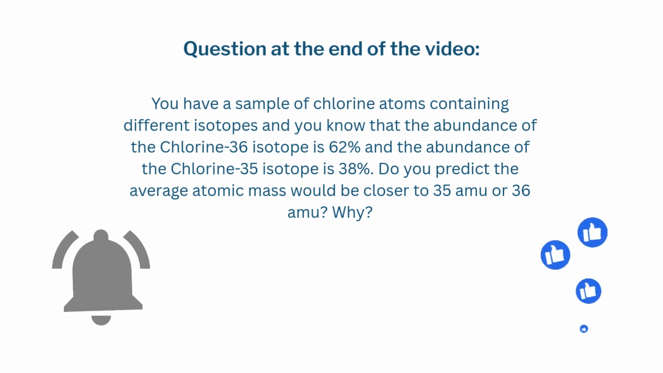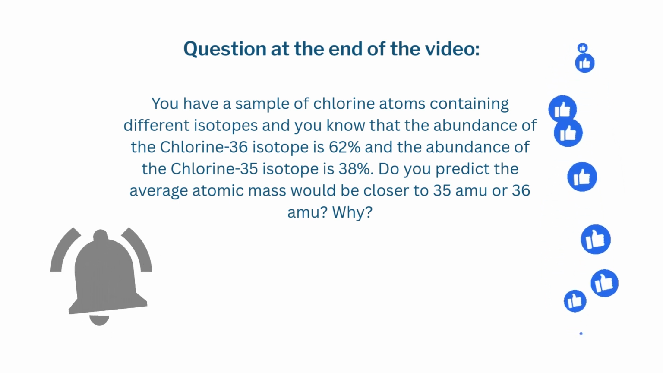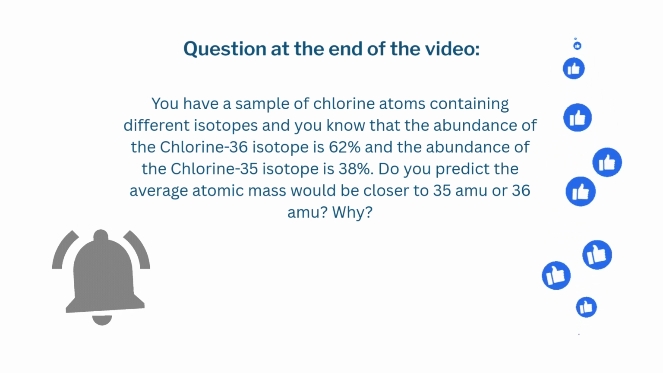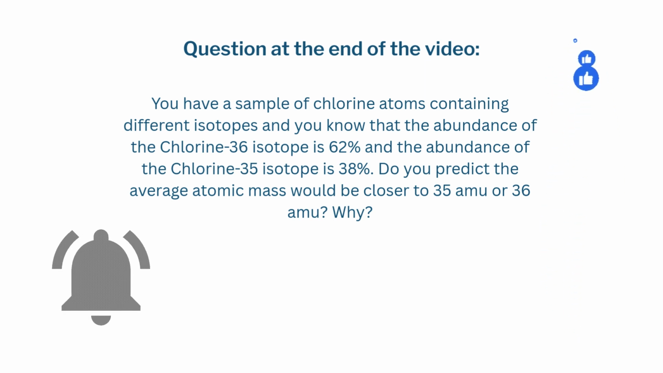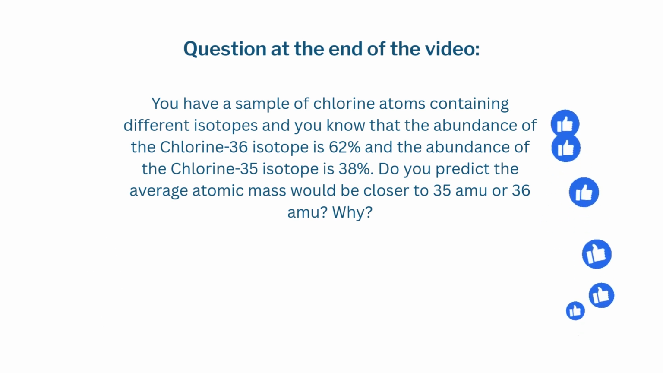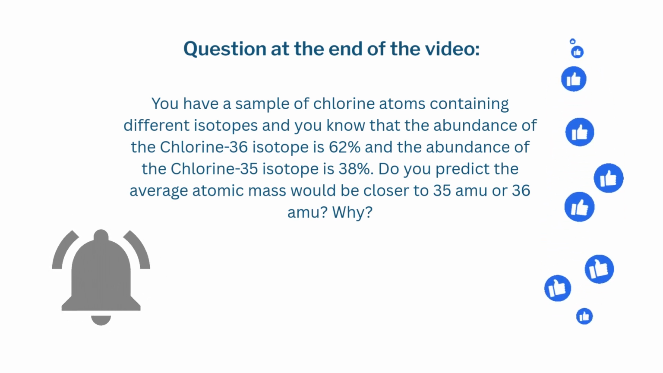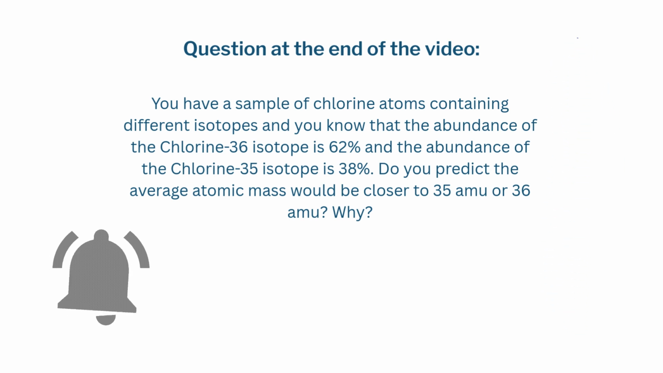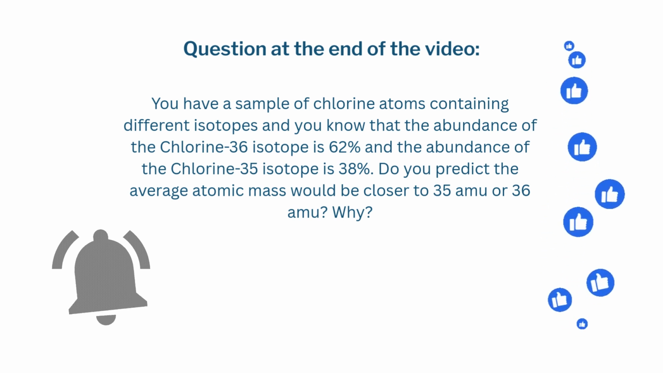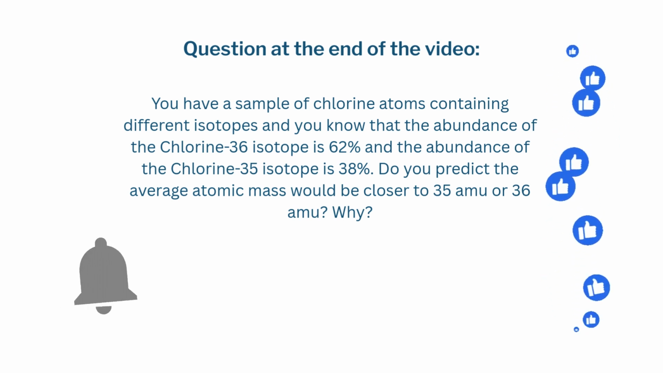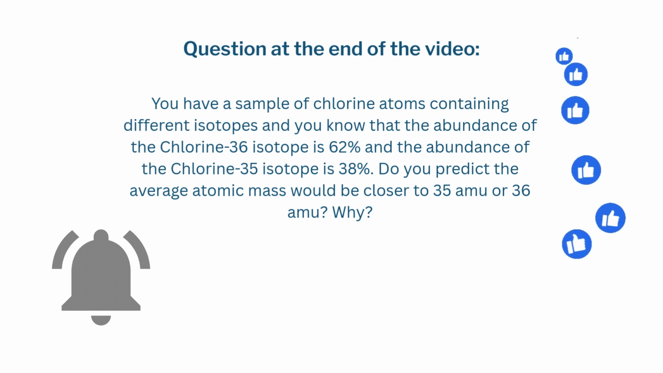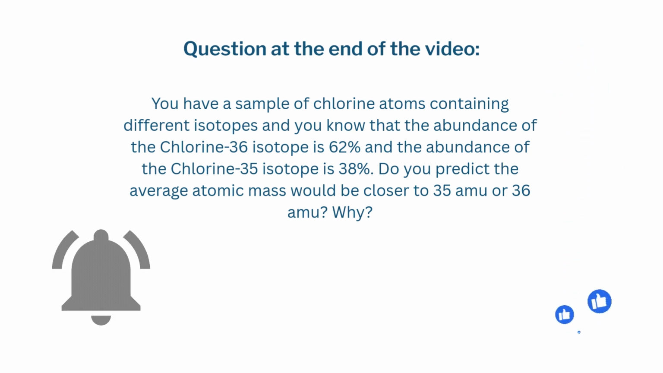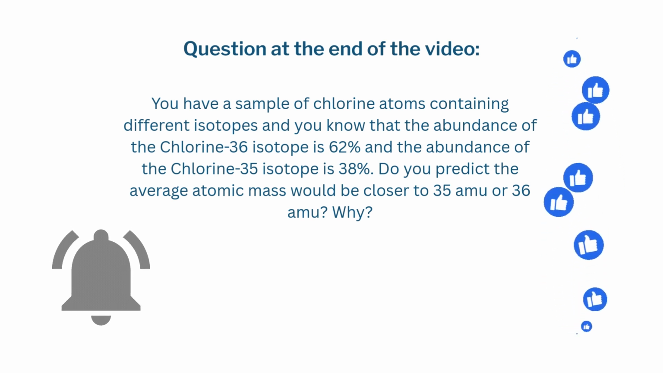Don't forget to answer the question at the end of the video. It says you have a sample of chlorine atoms containing different isotopes, and you know that the abundance of the chlorine-36 isotope is 62%, and the abundance of the chlorine-35 isotope is 38%. Do you predict the average atomic mass would be closer to 35 AMU or 36 AMU? And don't forget to write why.